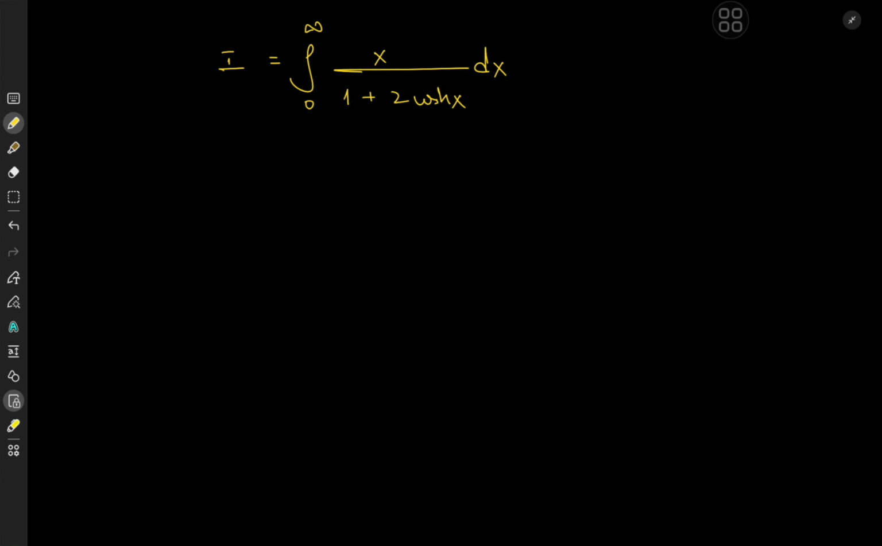In particular, we are dealing with the integral from 0 to infinity of x over 1 plus 2 times the hyperbolic cosine, or the cosh of x, dx. Let's get right to it.